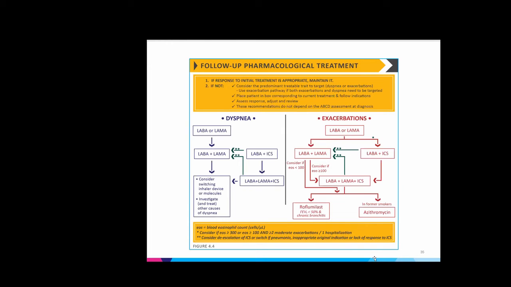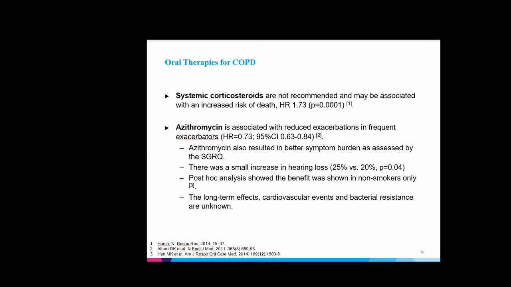One asterisk: if they have eosinophilia, add an inhaled corticosteroid. If they get increased risk of pneumonia, double asterisk: remove the inhaled corticosteroid, focus on dual therapy, LABA-LAMA. But if they're on a LABA-LAMA before and they have eosinophilia, add an inhaled corticosteroid. So if you're on triple therapy and you're still symptomatic, there may be a role for azithromycin and roflumilast, and we'll get to that. Next slide.